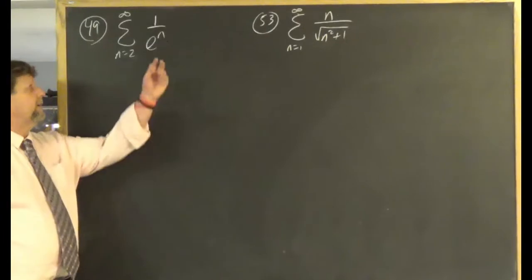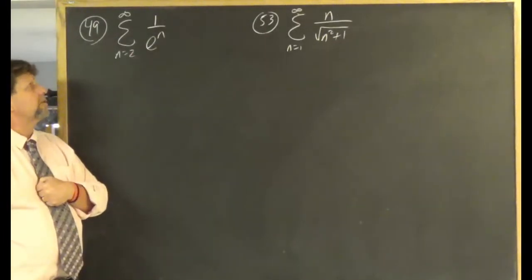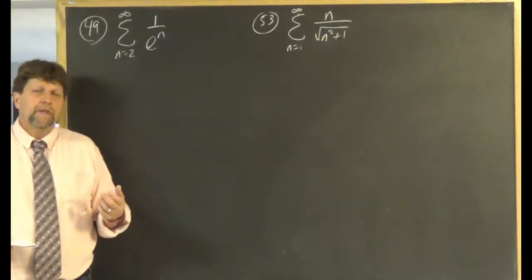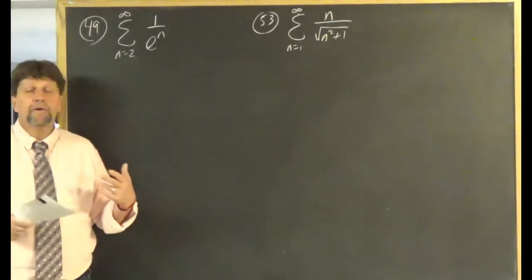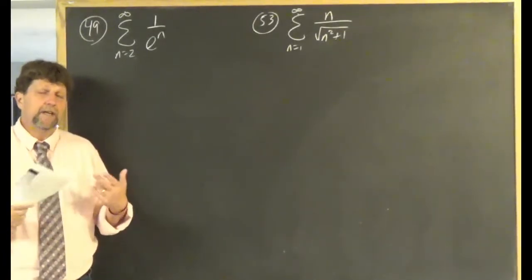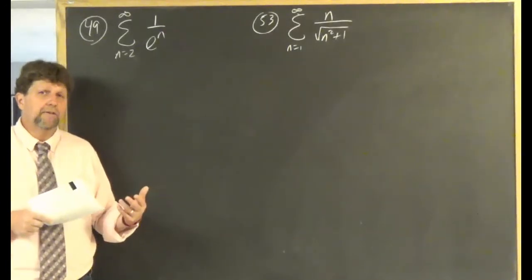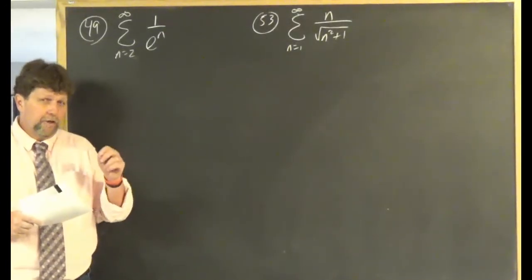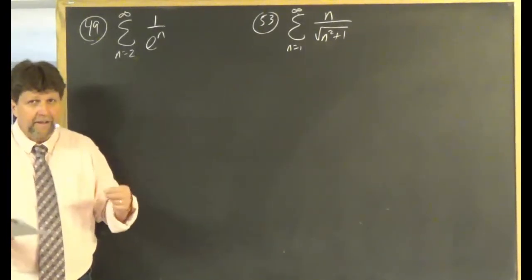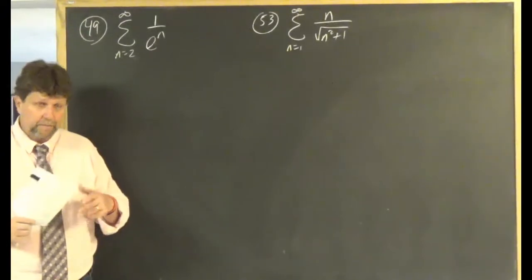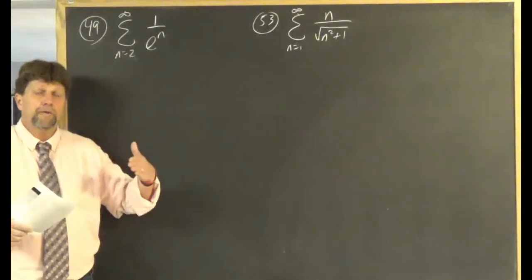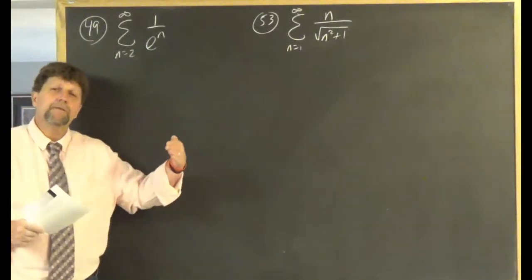All right, number 49. Does the series n equals 2 to infinity of 1 over e to the n converge or does it diverge? I do know the general terms are approaching 0. If I look at the limit as n goes to infinity of 1 over e to the n, that limit is 0. And actually, I think the terms are approaching 0 rapidly. So my gut feeling is this series converges because the terms of the series are approaching 0 and they're approaching 0 rapidly.